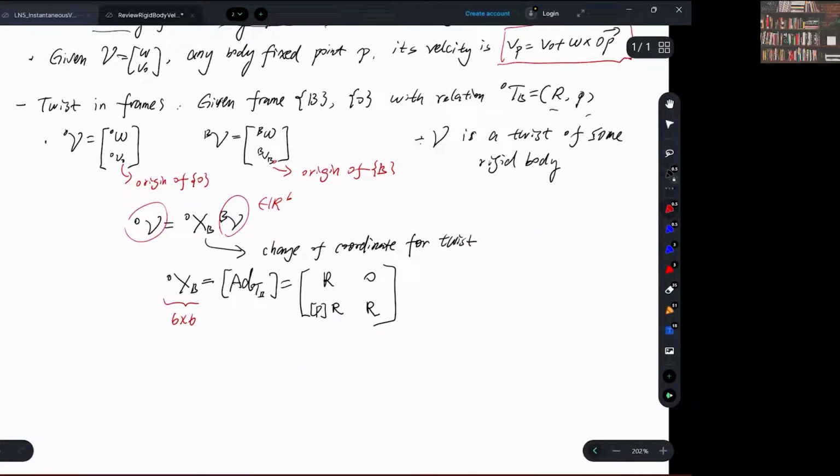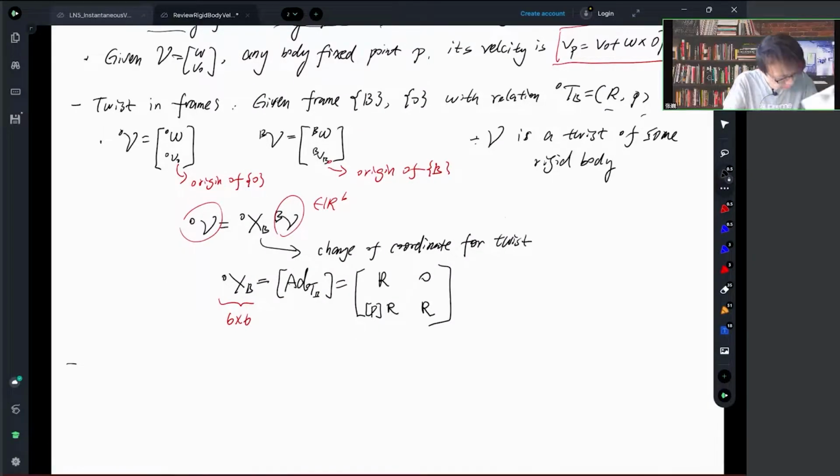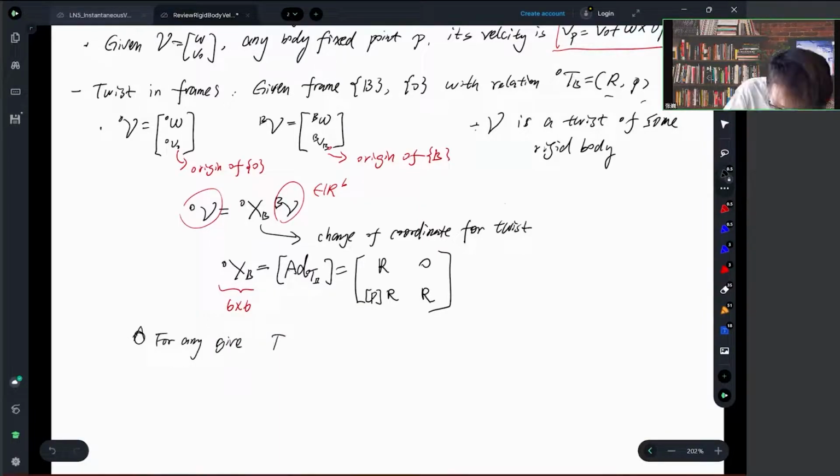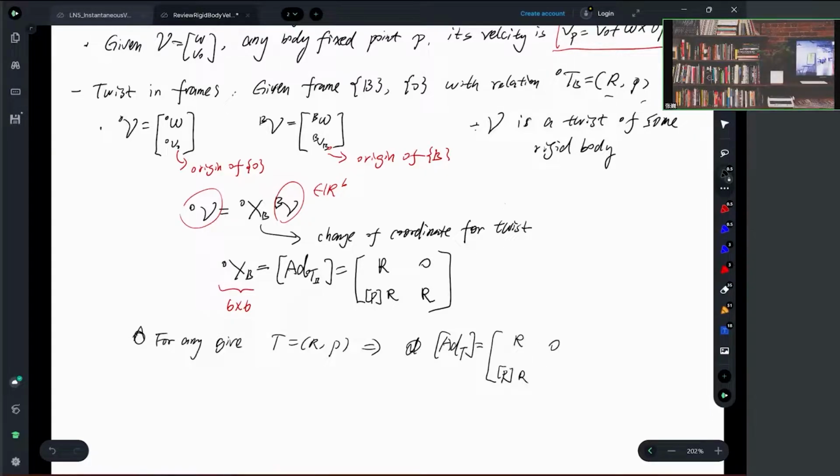That's the twist expressed in different frames. I just want to remind you of this adjoint operator. If you're given any homogeneous matrix, let's say R and P, the adjoint of T is defined by this 6x6 matrix with R, P skew-symmetric times R, and R.